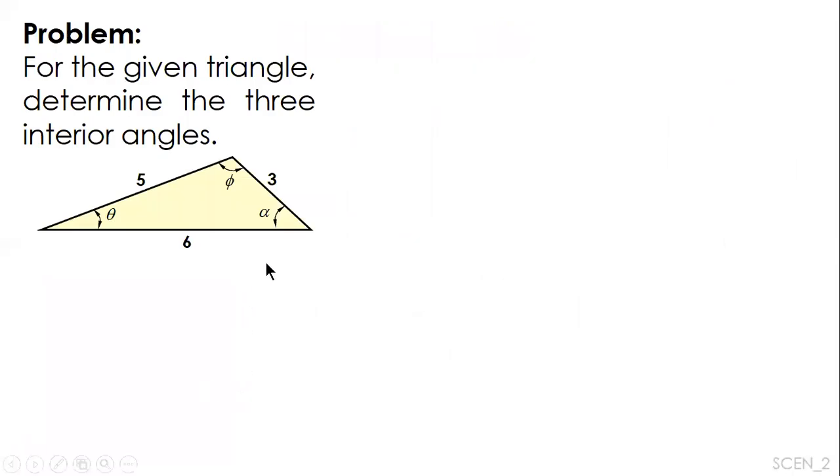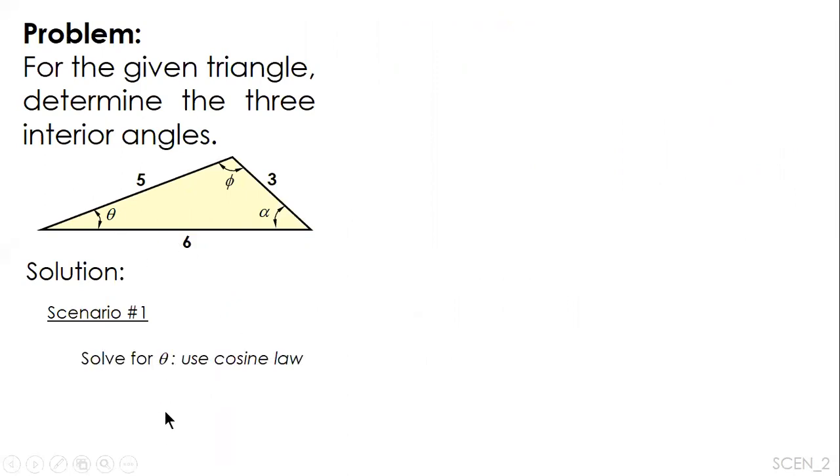Suppose you have this one. For the given triangle, determine the three interior angles. Now, I will share two scenarios and then let's differentiate them. Okay. For scenario one, I will start with theta. So, you solve for theta using cosine law. No other solution but to use cosine law.